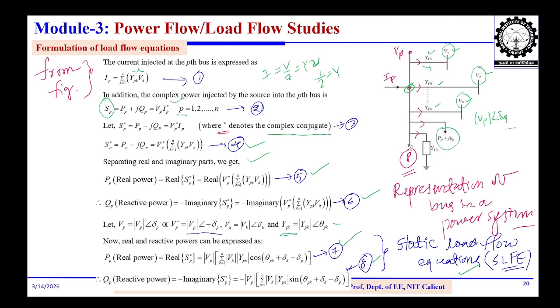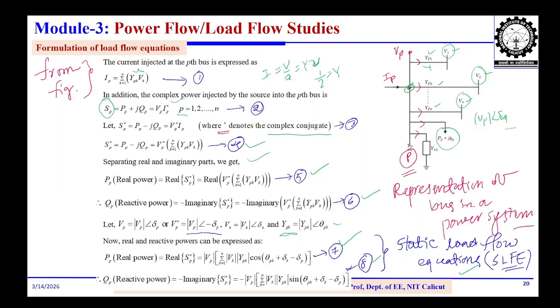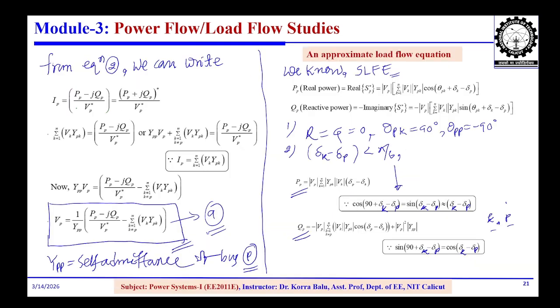So this is the mathematical expression we are representing: equation 7 and equation 8 are the static load flow equations. From equation 2, SP is equal to PP plus jQP, or VP into IP conjugate. From there, we can get IP equal to (PP minus jQP) divided by VP conjugate. From there, we'll get the current value of that particular bus, so the incoming current into that particular bus.